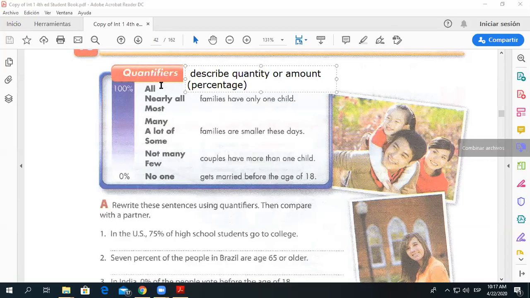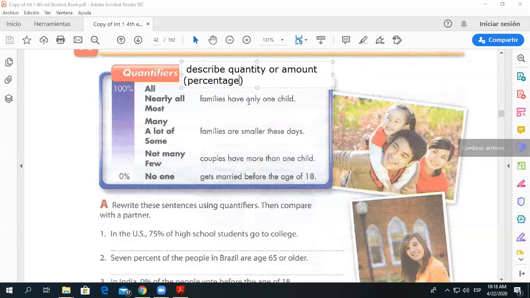So we have here a list of quantifiers that we can use. We have all and we have no one. So all is 100% and no one is 0%. So how can we use that then? Well, since this is about number, about percentage, here they are talking about people, like in different situations, like families, couples, and people in general, okay?